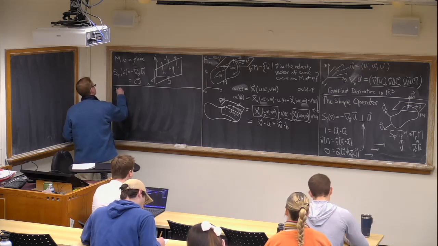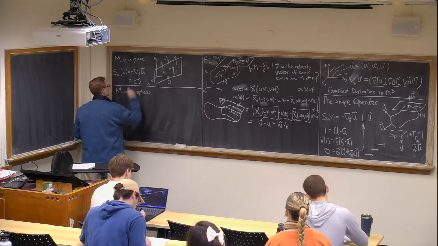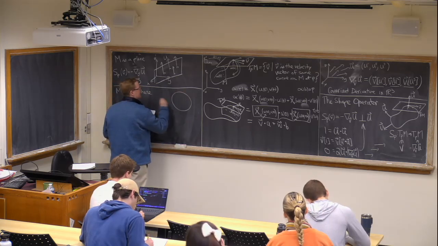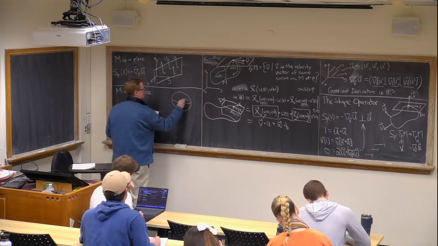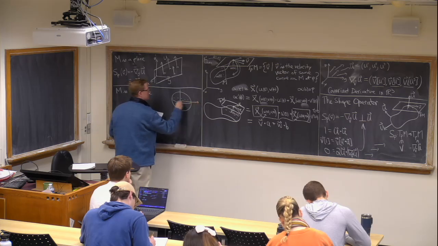Example 2, let's say M is a sphere. So let's take, by the way, always draw the sphere first. Then you draw your coordinate axes.